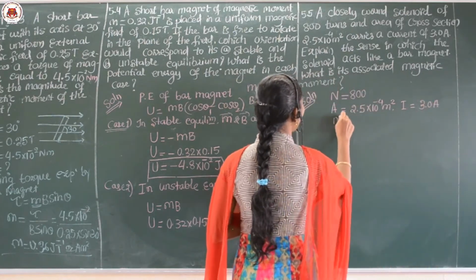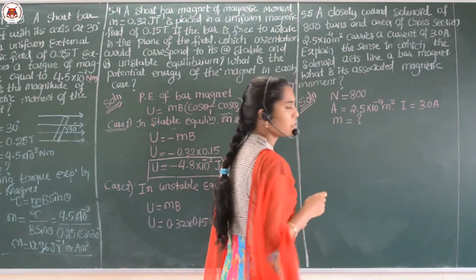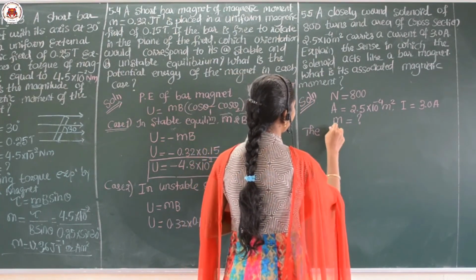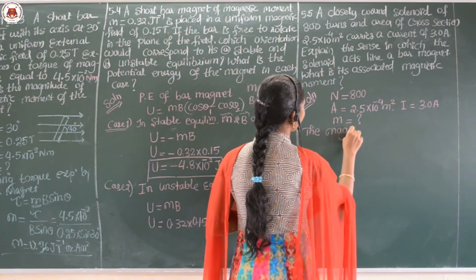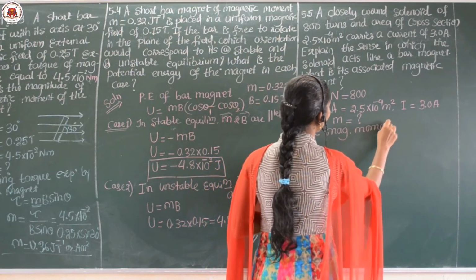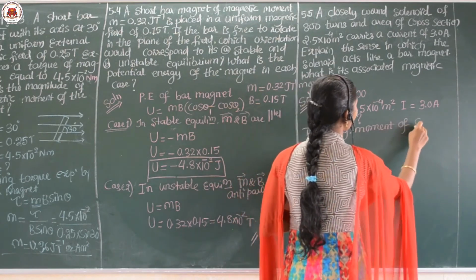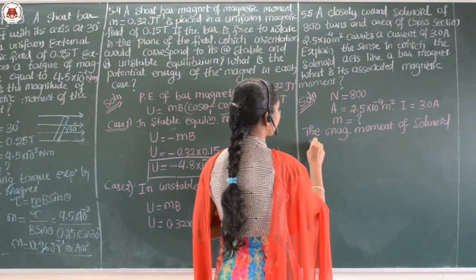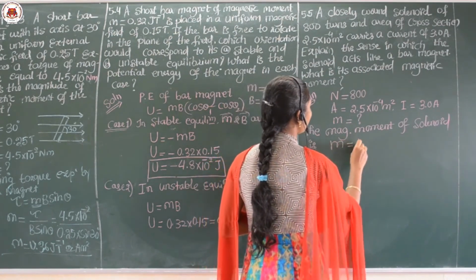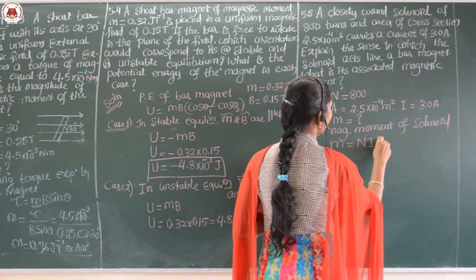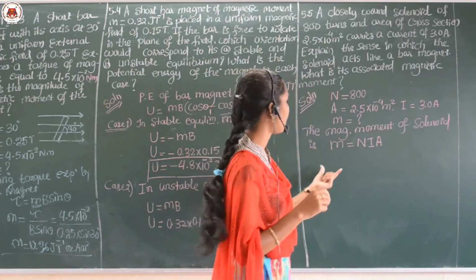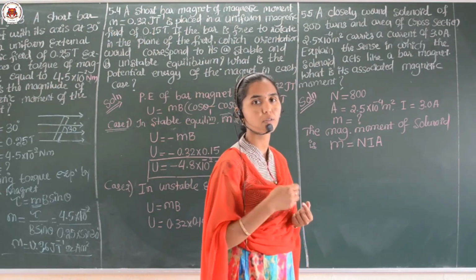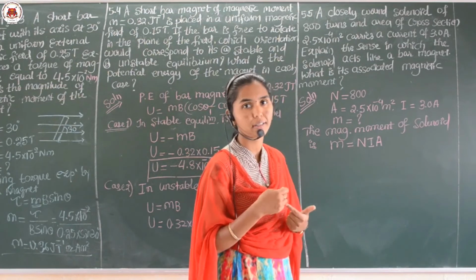Now the question is to find the magnetic moment of this solenoid. The magnetic moment of the solenoid is M is equal to NIA. This is the formula. Remember this. This will help, and you will use it in the next chapter also, in the study of the solenoid and the toroid.